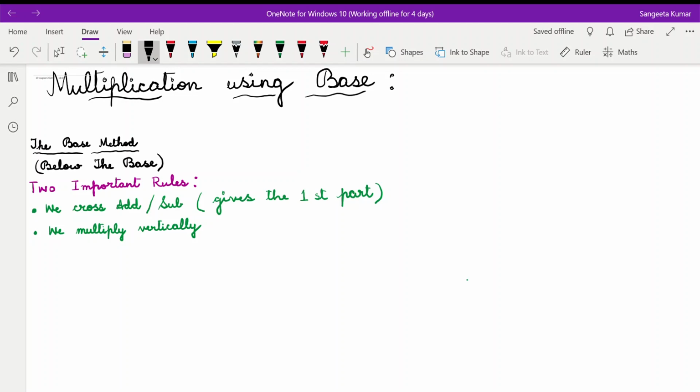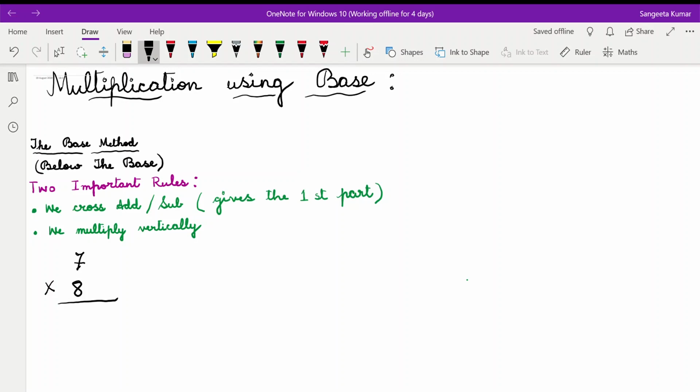Now let me explain this with an example. Here, friends, I have written the base method below the base. Below the base means if we are taking the base 10, the numbers that we are going to multiply will be less than 10. So the first example that I am going to take is 7 and 8. Suppose I have to multiply 7 with 8. It is no rocket science. All of us know the answer is 56.